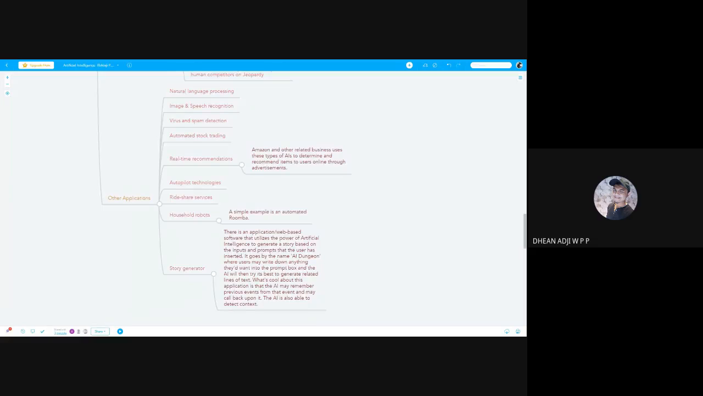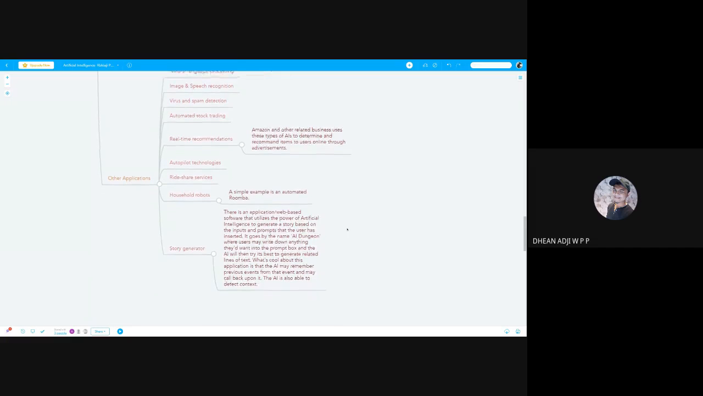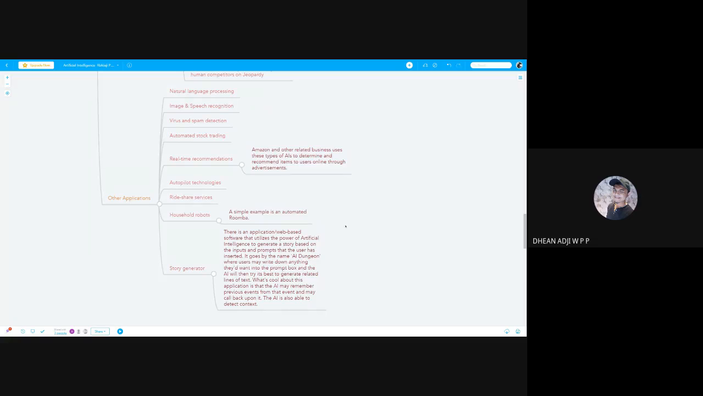And a fun little thing such as a story generator, a web-based application that utilizes the power of artificial intelligence to generate a story based on the input and prompts that the user has inserted. You can actually visit it right now, and it goes by the name AI Dungeon, where users may write down anything they'd want into the prompt box, and the AI will then try to create a story based on that input.